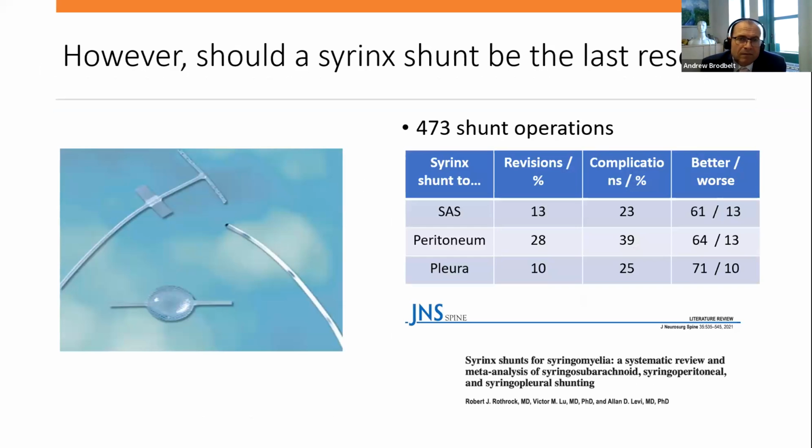Let's talk a little bit about shunting of syrinxes. This systematic review looked at the outcomes of syrinx shunts. The take-home messages are that shunts have a high complication rate, up to 40%. Patients are better, but if you're going to put something in, the syringoperitoneal shunts fared the worst. So think about placing it elsewhere.